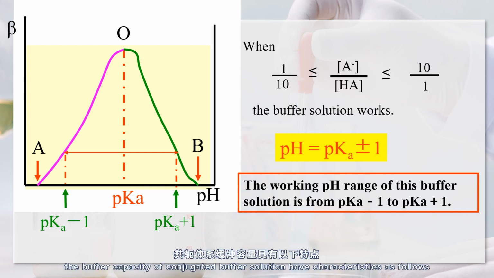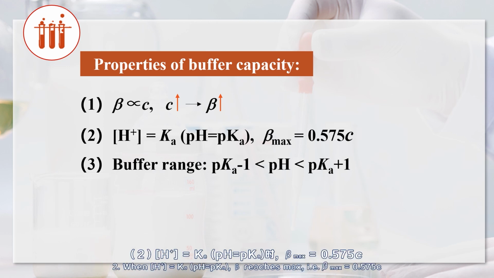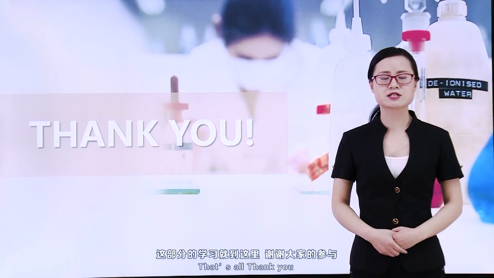Generally, the buffer capacity of conjugate buffer solution has characteristics as follows. First, beta is proportional to C, that is, beta increases as C increases. Second, when [H+] equals Ka, beta reaches maximum, that is, beta max equals 0.575 C. Third, buffer range, pKa minus 1 less than pH less than pKa plus 1. That's all. Thank you.